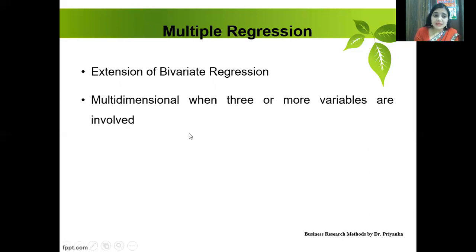This is multidimensional, where 3 or more variables are involved. Almost everything is similar here. Like in case of bivariate regression, we just had one independent variable and one dependent variable. But in case of multiple regression, we would be having one dependent variable and multiple independent variables.